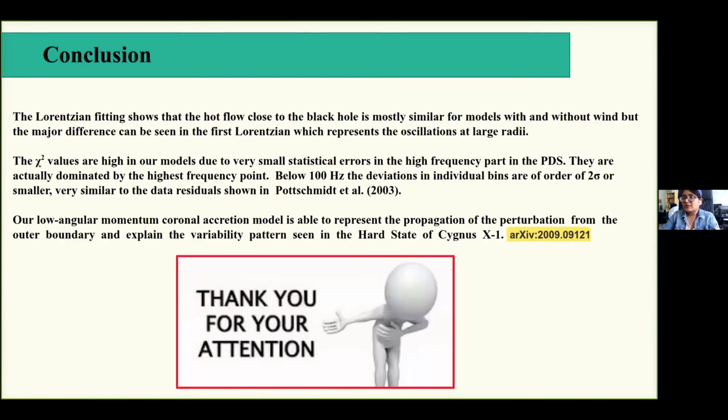So I will conclude my talk stating that we found our low angular momentum coronal accretion model is able to represent the propagation of perturbations from the outer boundary and explain the variability pattern seen in the hard state of Cygnus X-1. So thank you for your attention. Thank you.